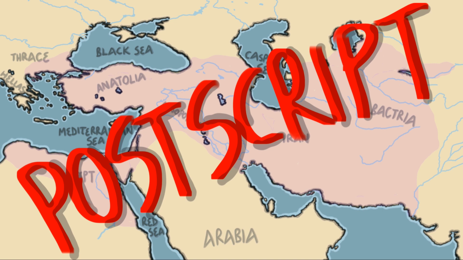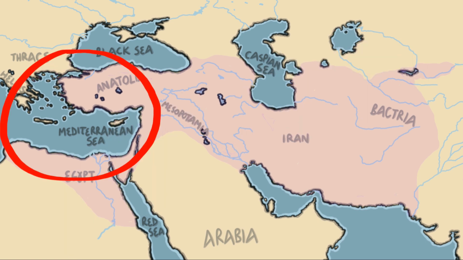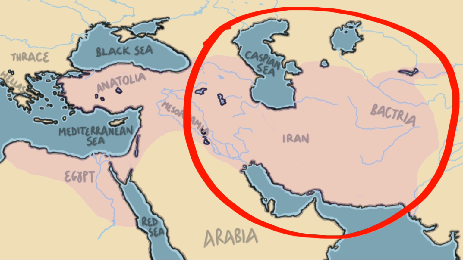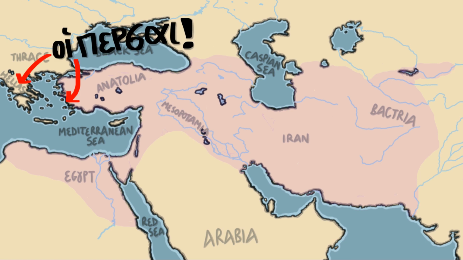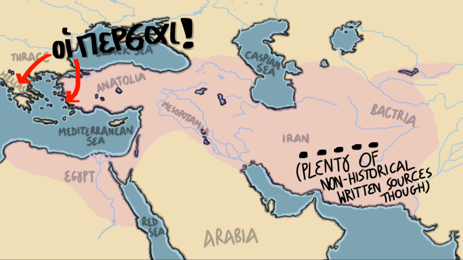A couple of things to note about all this. You've probably noticed that this video focused a lot on events around the Eastern Mediterranean and not much on the rest of the empire. That's no accident, since most of what we know about Achaemenid Persian history comes from the Greek sources. The Persians, as far as we know, didn't write down their own history, or if they did, we've lost all traces of it.